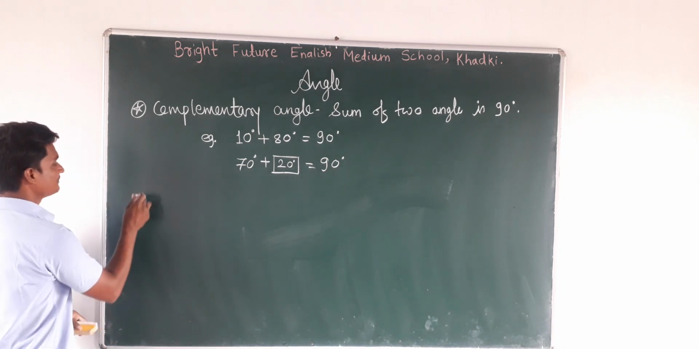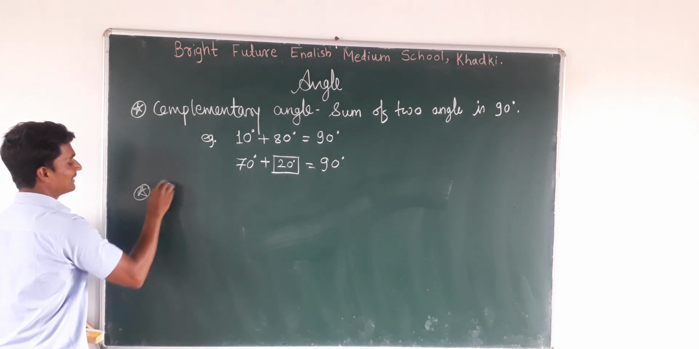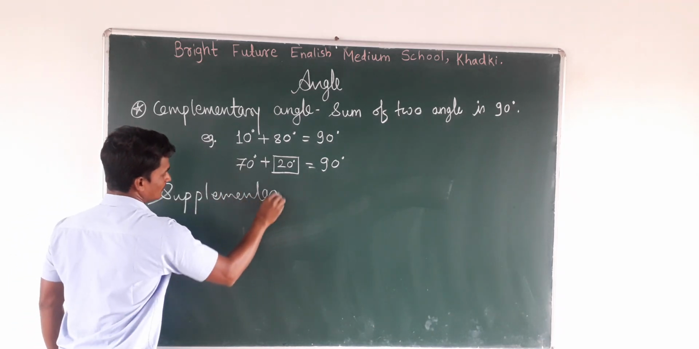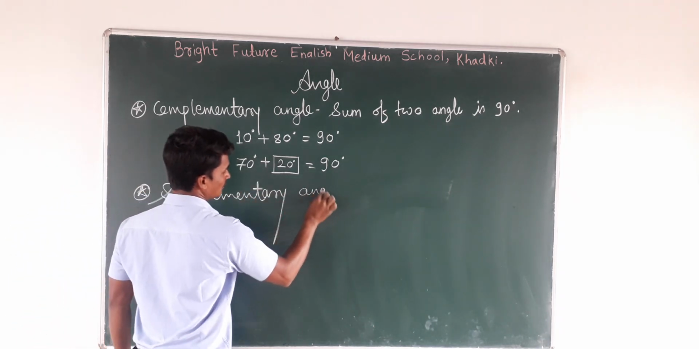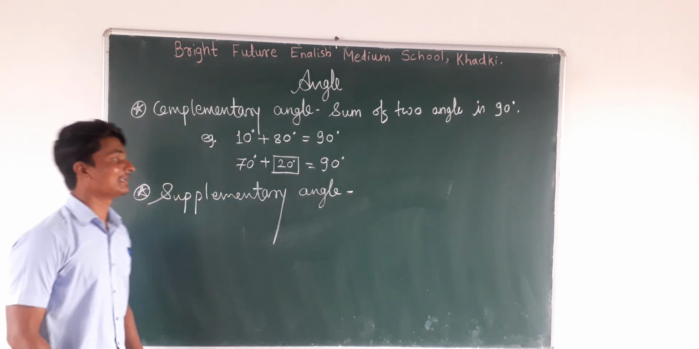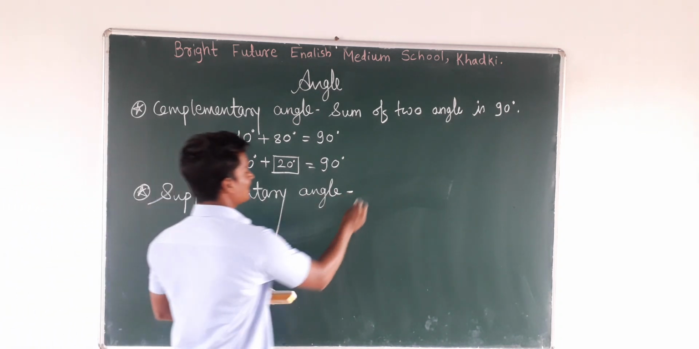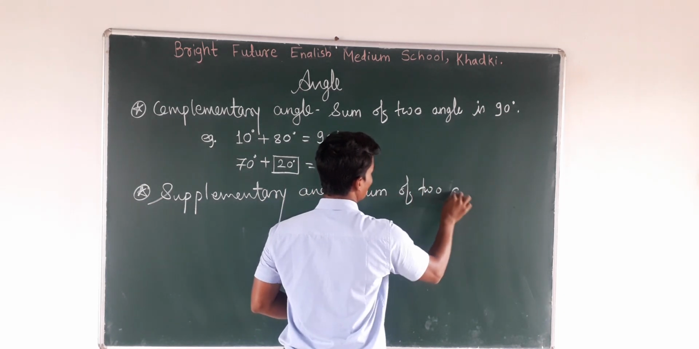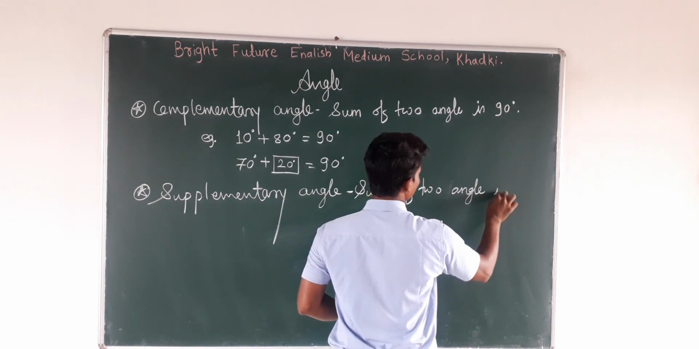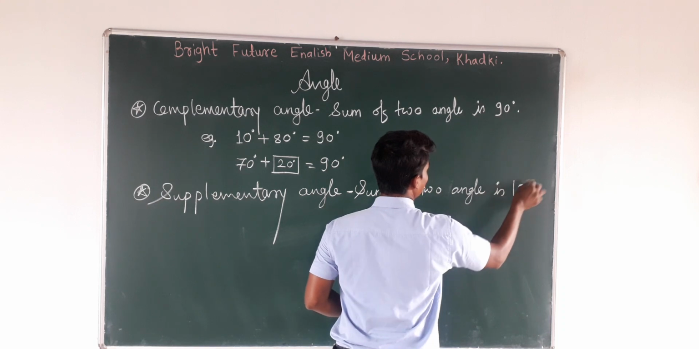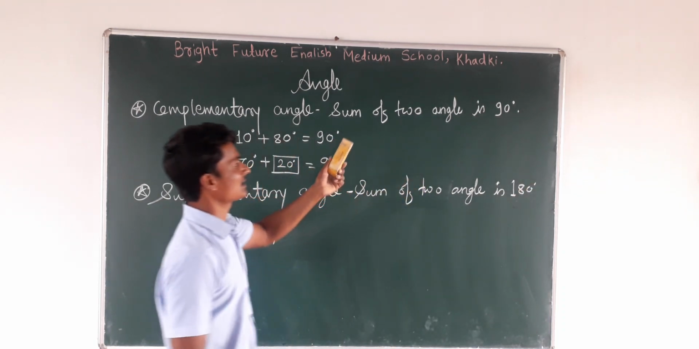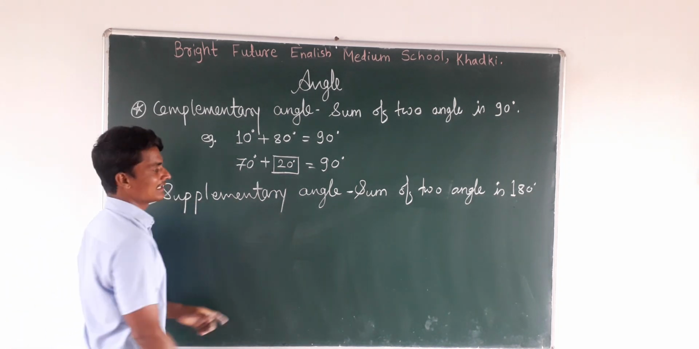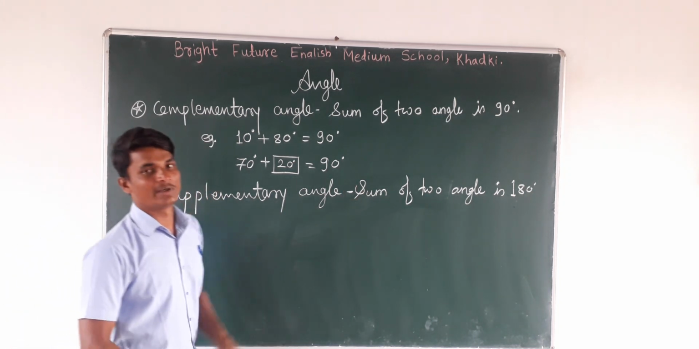The next type is the supplementary angle. Now, supplementary angle means what? The sum of two angles is 180 degrees. Complementary angle means the sum should be 90. Supplementary angle means the addition of two angles, sum meaning addition, should be 180 degrees.